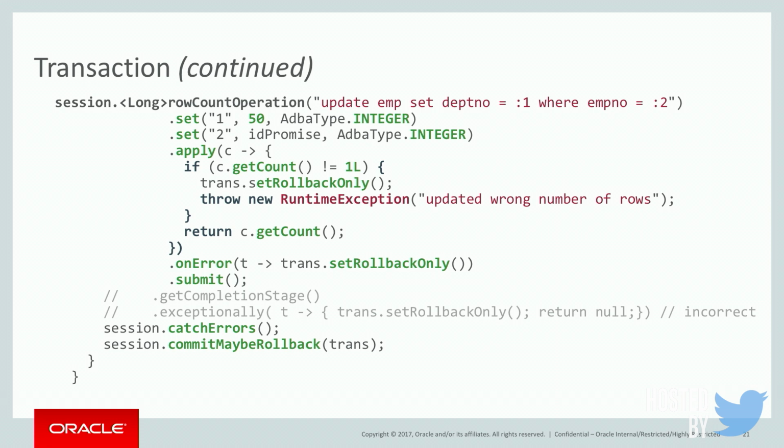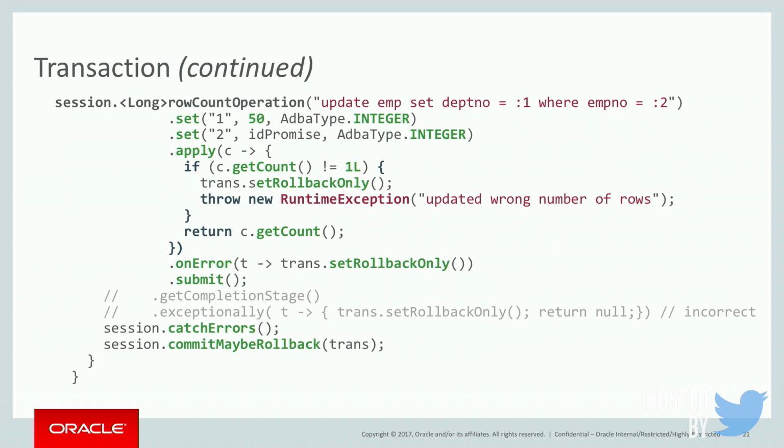is a row count operation, because update returns a count. Okay, so we have an update. We set the value for the bind variables. We set the value 50 for the first one.